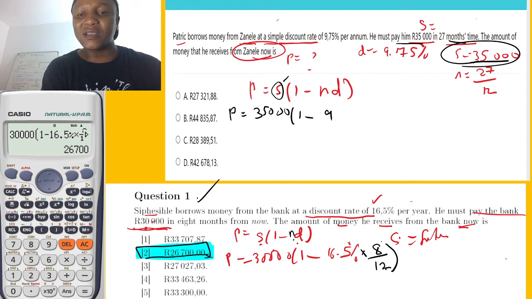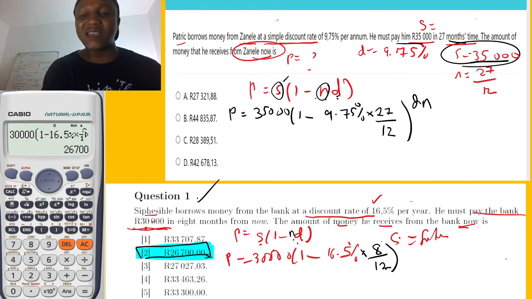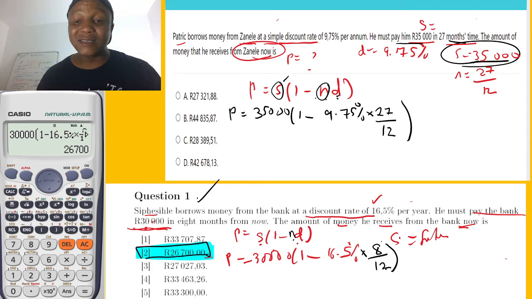D is the discount rate, 9.7. Instead of N times D, you can say DN or ND, N being the time. Whatever. So what is D? Discount rate is equal to 9.7%, written as a percentage, and then you multiply by N. What is N? N is the time, 27 months. But whenever you have months, you must divide by 12, because every year has 12 months. So now we're going to plug it into the calculator. I hate this, my calculator is slow. When you plug it in, it will give the correct option. I can plug it in for you quickly.